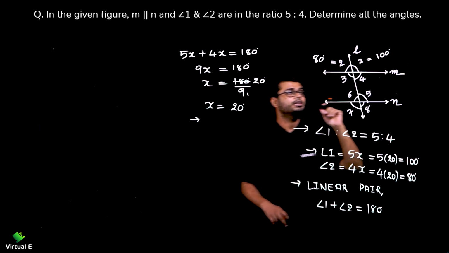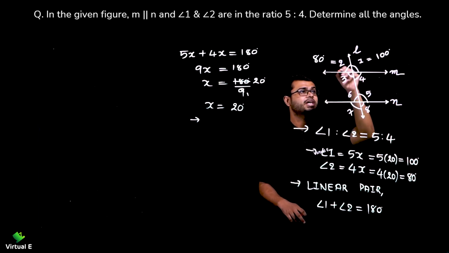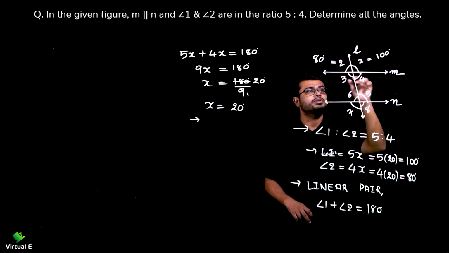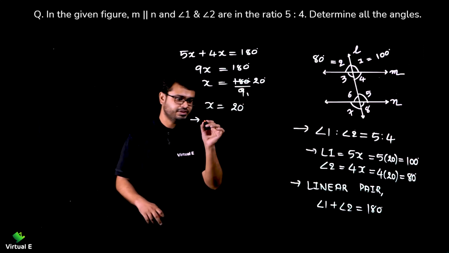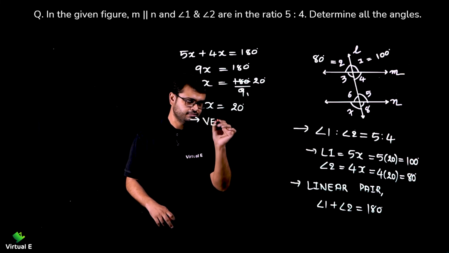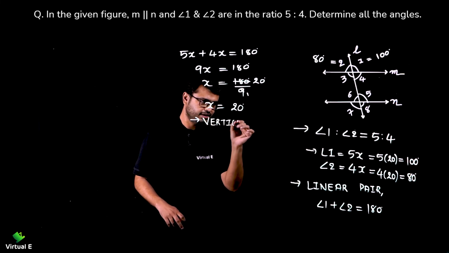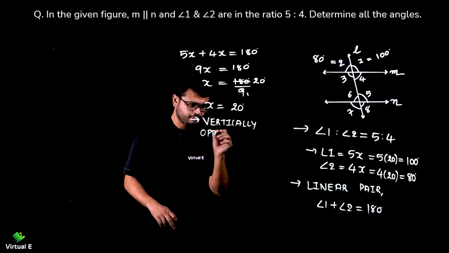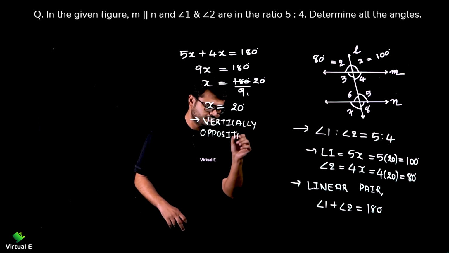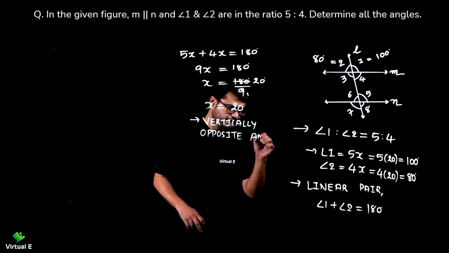See, it is vertically opposite angle, right? It forms x, right? Opposite of 2 is 4, opposite of 1 is 3. So let's write vertically opposite angles.